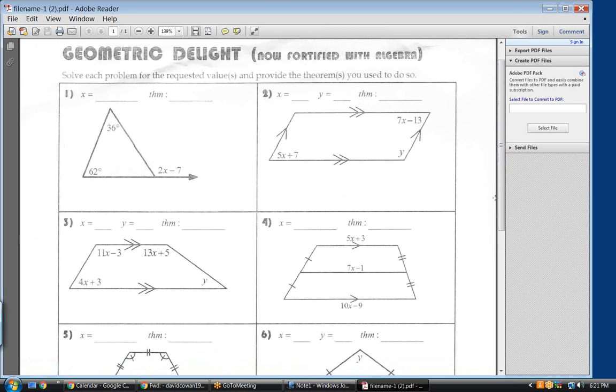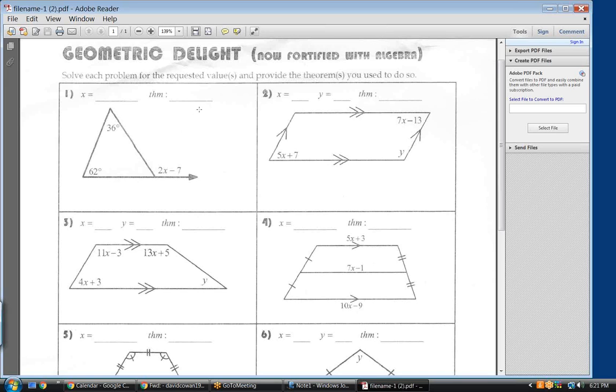Okay. Geometric delight. Excuse me. Yeah, it's all good. Excuse me. Bless you. Allergic to the geometric delight. Fortified with algebra. I'm just allergic to math, period.